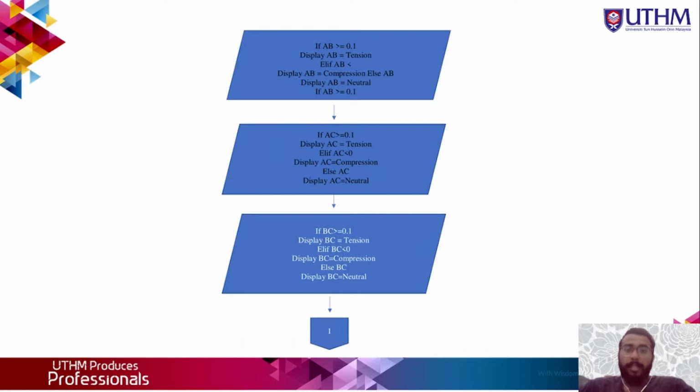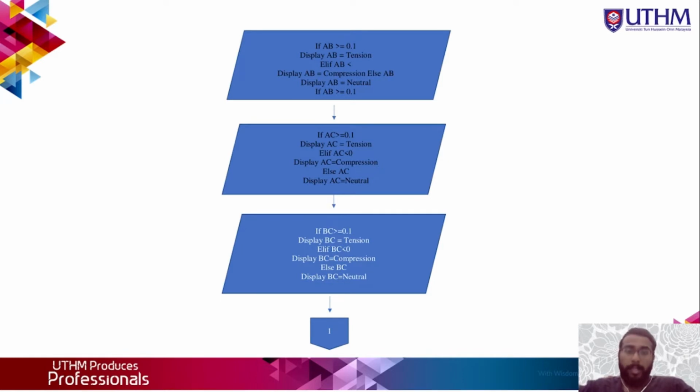The next part is that the if condition will be repeated for each and every member of the truss. If AC value is more than 0.1, the display will be AC equals tension. If AC is lesser than 0, which is a negative value, display AC equals compression, else display AC equals neutral.